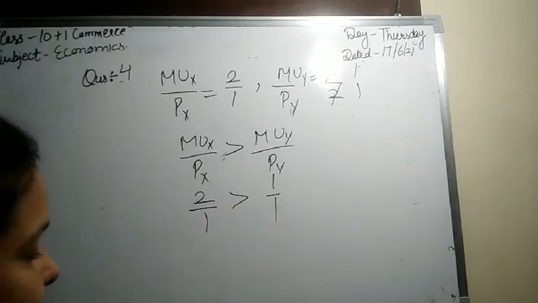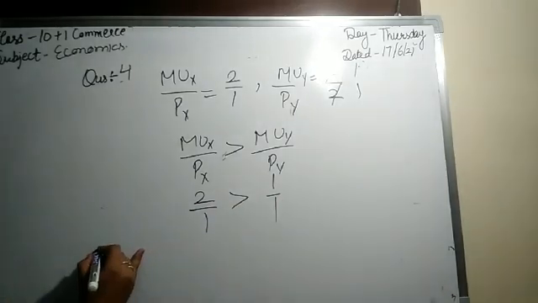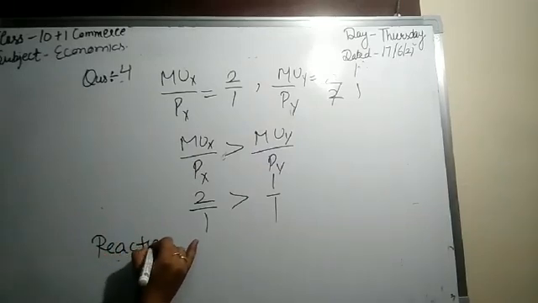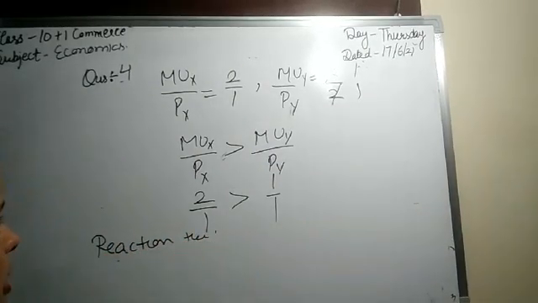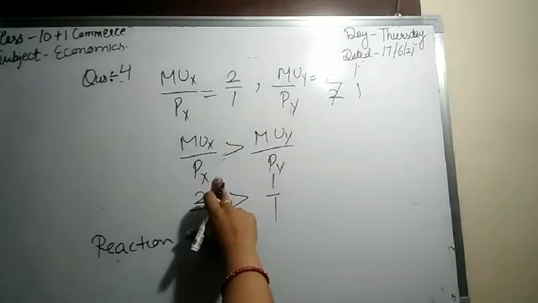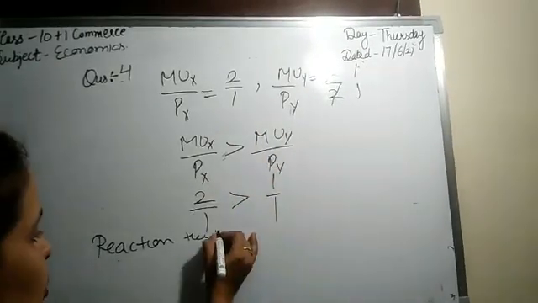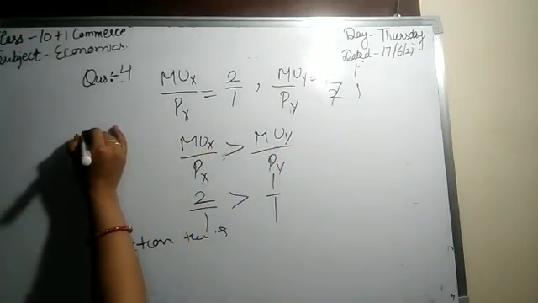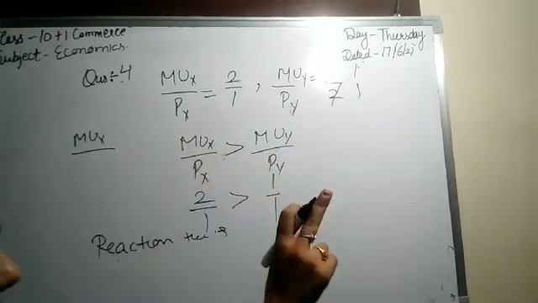So now what is the reaction? The reaction here is that the consumer can buy more of X good. So what will he do? He wants to equalize the situation, meaning he wants the equilibrium situation.